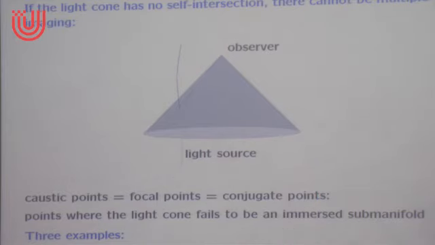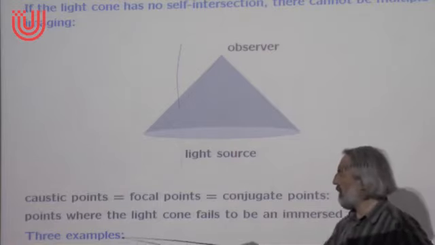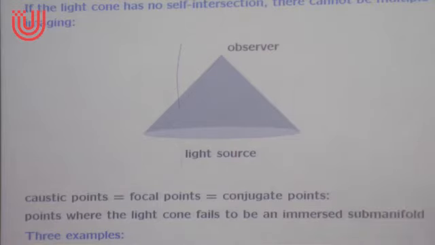And what is it in this situation in geometric terms? Well, the caustic points of the light cones are the points where the light cone fails to be an immersed submanifold, so where it is not smooth, where it folds over or does something like that. And what sort of folding over is possible, I will demonstrate now in a couple of examples.